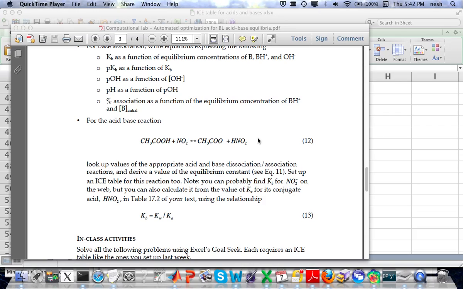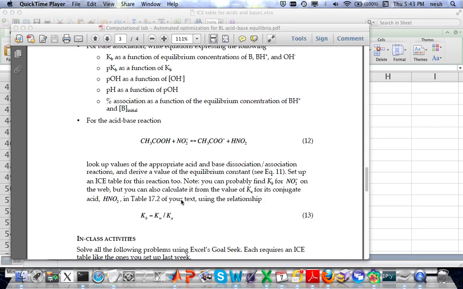The first part is table 17.2, which lists Ka values for various acids, including acetic acid, CH3COOH, but it doesn't list the base Kb dissociation constants because that's just an acid dissociation constant table. But you can use equation 13, which says the Kb for a base is equal to Kw, that's 10 to the minus 14, divided by Ka of the conjugate acid of a certain base.